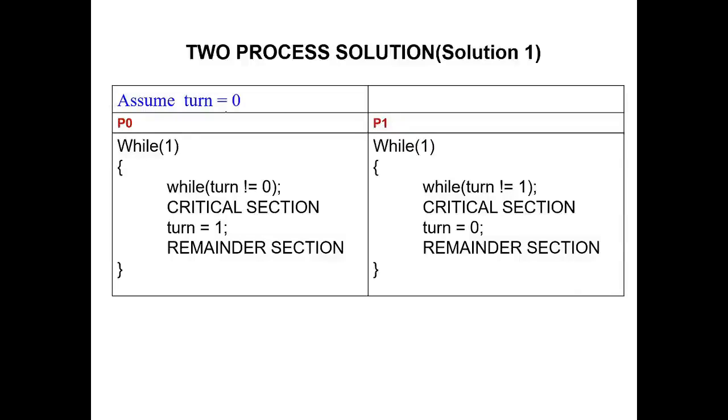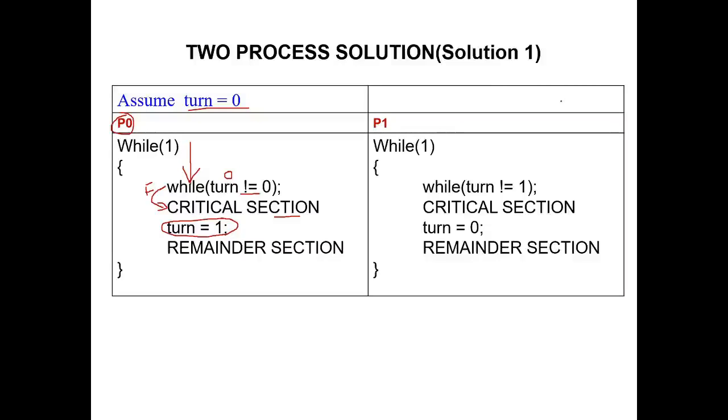Now let us see how this algorithm synchronizes two processes. The turn value is 0. Now the process P0 wants to enter into the critical section, so it enters into the loop. Now the condition turn not equal to 0 is false, because the turn value is 0. So it is going to enter into the critical section, and after the execution of the critical section, it is going to change the turn value to 1.